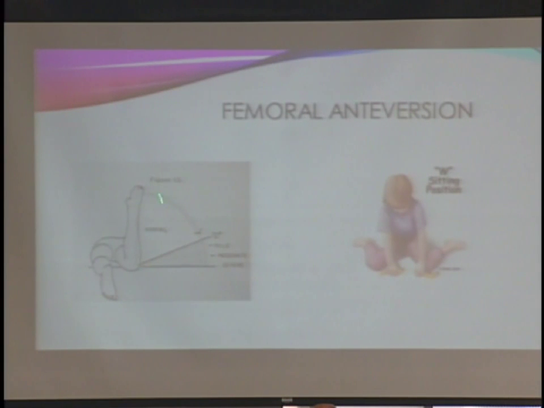So this picture right here is the internal rotation. Again, normal is up to 70. Anything above that is usually excessive. And then this picture right here is about the W sitting. You may hear somebody say, well, my kid loves to sit in the W position. And if they have femoral anteversion, it's very comfortable for them to sit that way because they have so much excessive internal rotation. A lot of times you walk into the exam room and the kids are playing on the floor sitting in that position. It's sometimes uncomfortable for them to sit in the crisscross applesauce position.